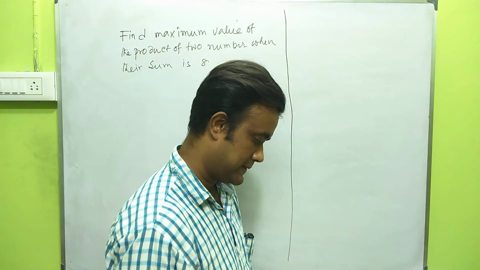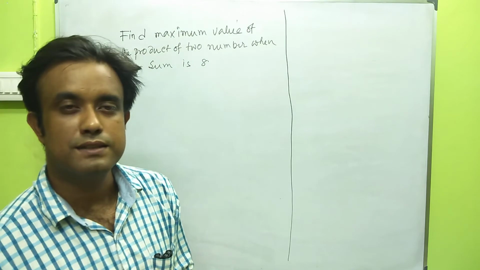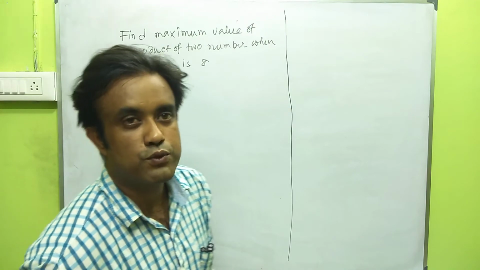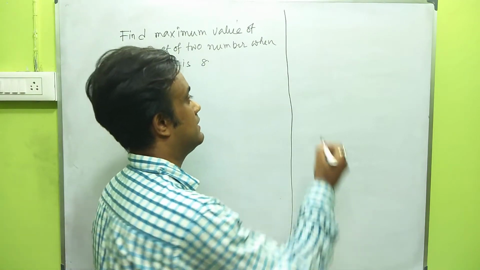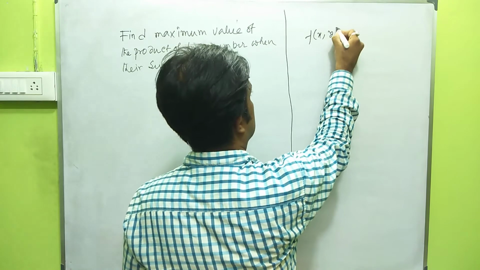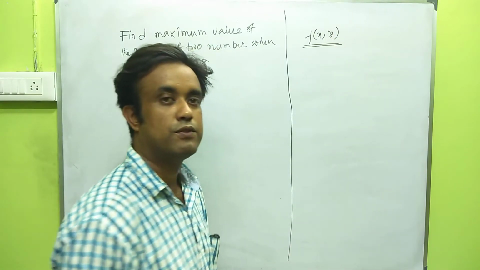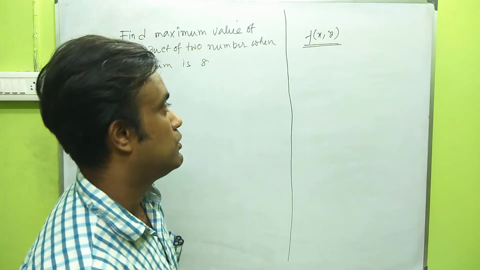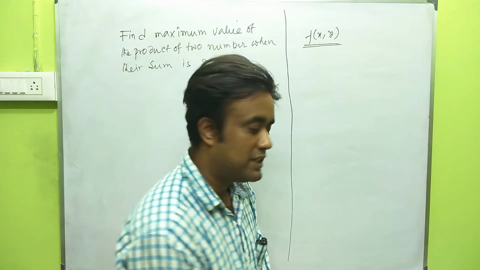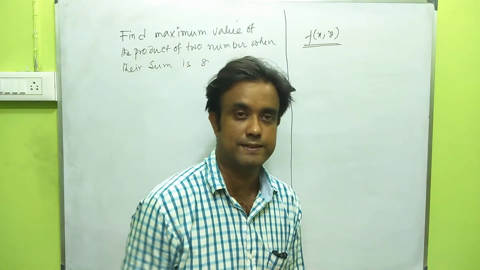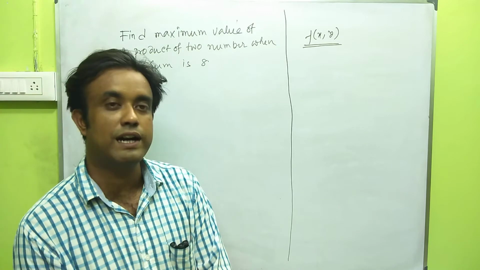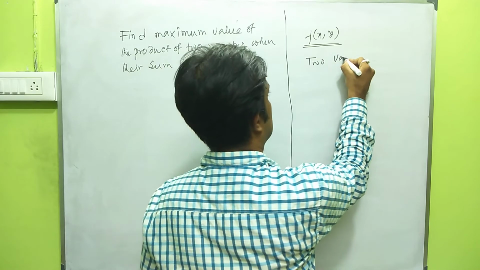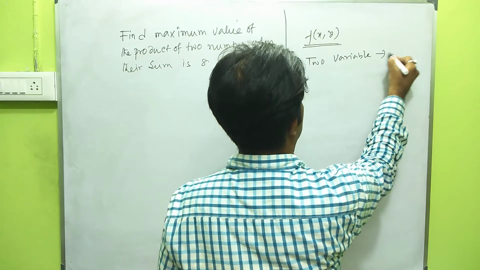So first, suppose a function is a combination of two variables, that is f of x and y is given. So to find the maximum or minimum of this function, we have to convert two variables into a single variable.